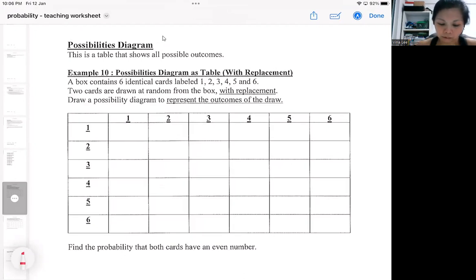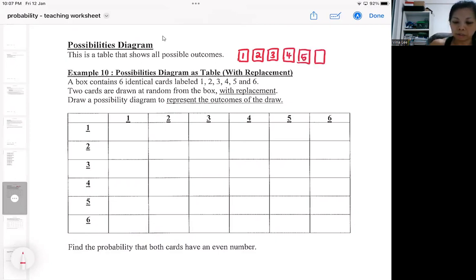A box contains 6 identical cards. So you need to be able to see that it's a kind of physical card. Because later on we're going to do it in terms of replacement or without replacement. So in this question, we're going to do it with replacement. Imagine you have 6 cards labeled 1 to 6, and I'm going to draw 2 cards with replacement.